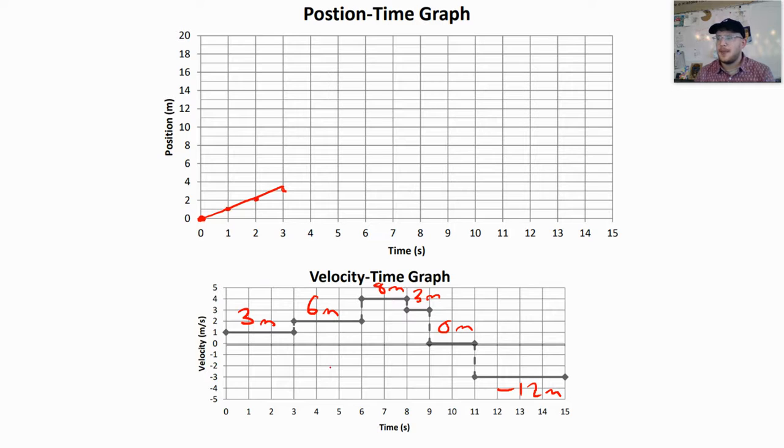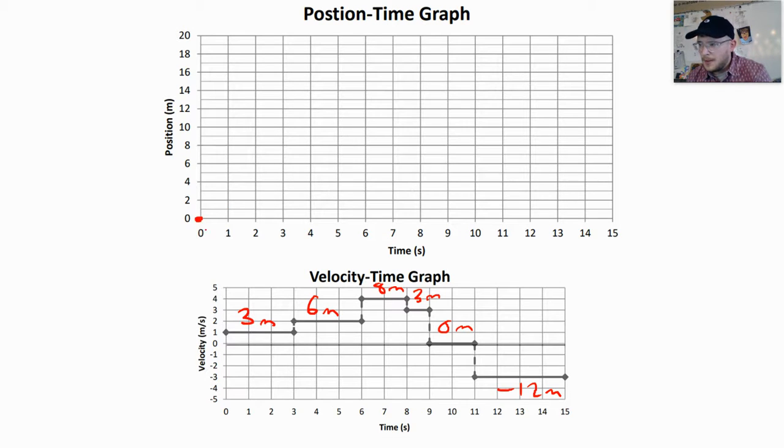And then for the next 3 seconds, how fast am I going? 2 meters per second, which means I'm going to go up 2 meters every second. So it's going to be a little bit of a steeper line, kind of like that. So that's one way that we could think about doing this: you could just look at how fast you are going and then adjust the slope of your line accordingly. Well, I'm going to tell you the way that I do it that I think is a little bit easier.